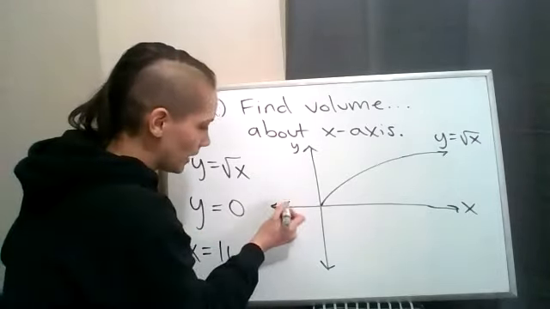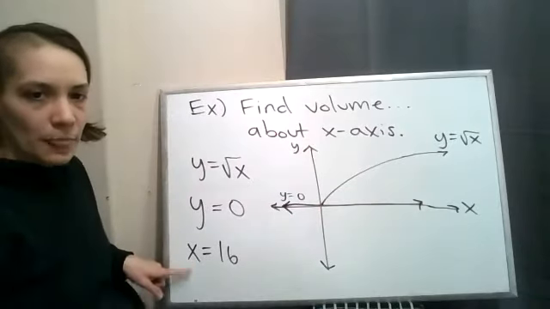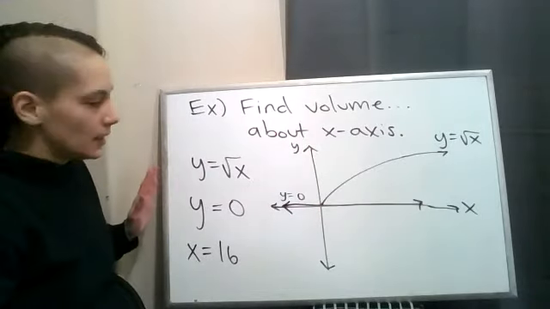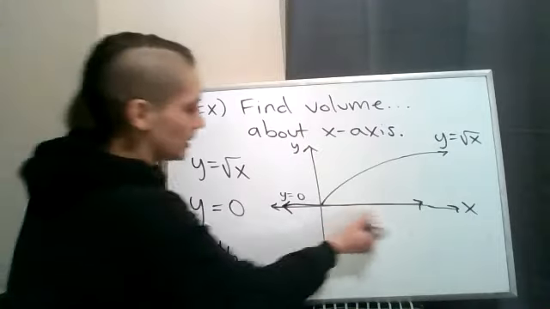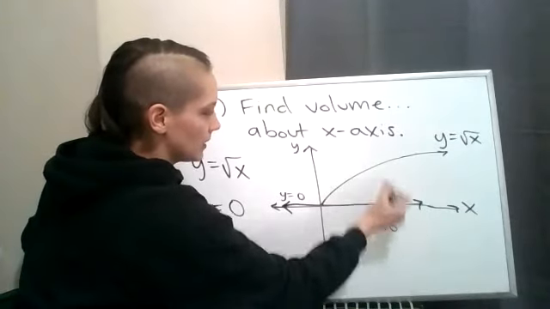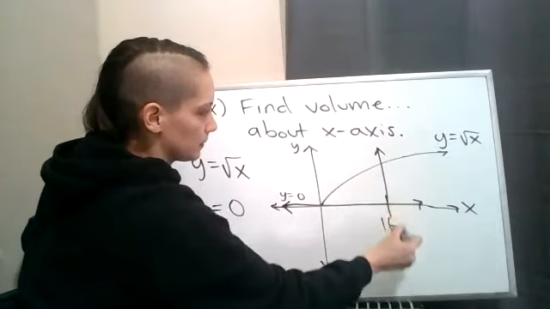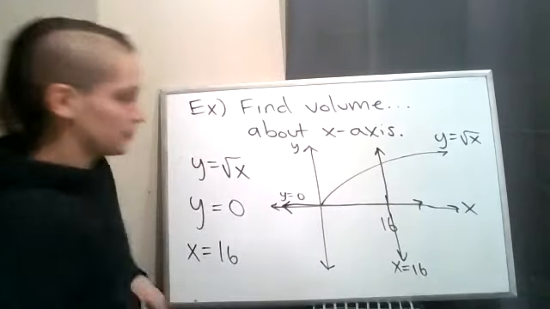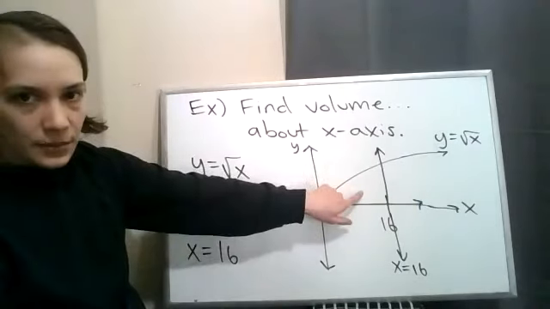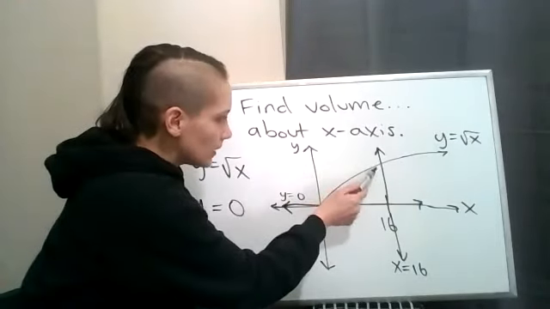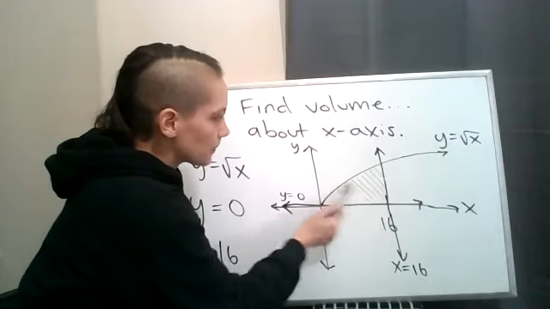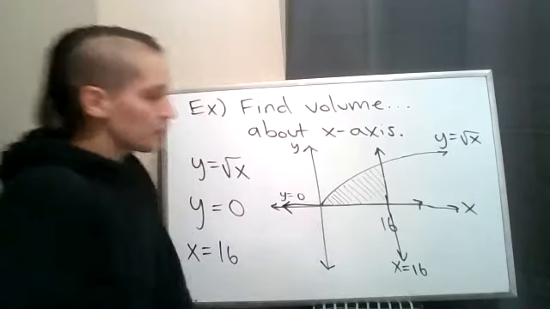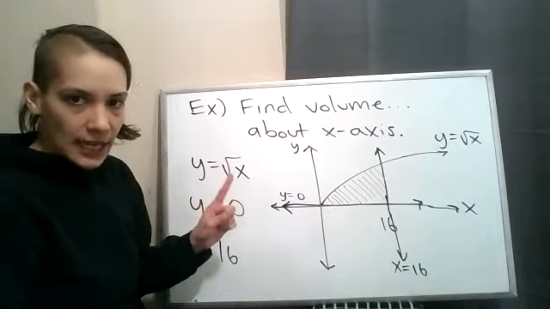So right on that x-axis. Okay, x equals 16. So y can be anything, any number, but x must be over here at 16. So we're taking this region right here, and then rotate about the x-axis.